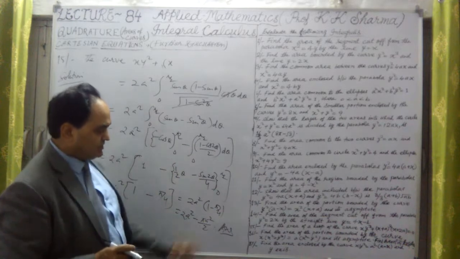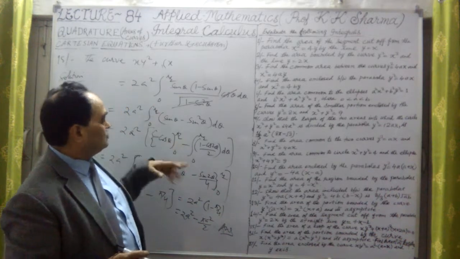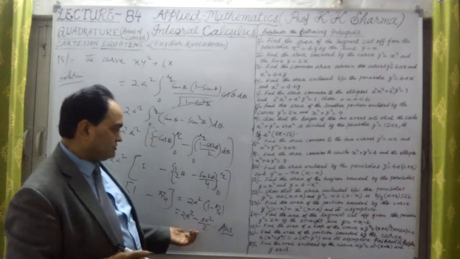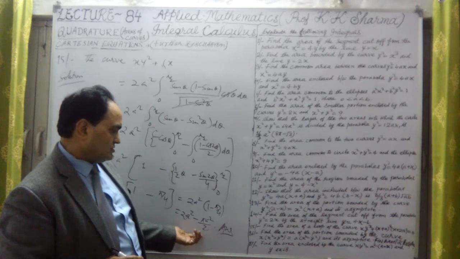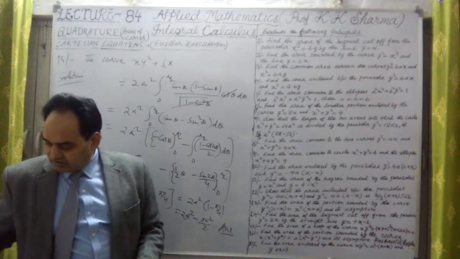Question number 15 we have done. This is the area of the loop. Find the area of the loop of the curve. So this is the final answer.